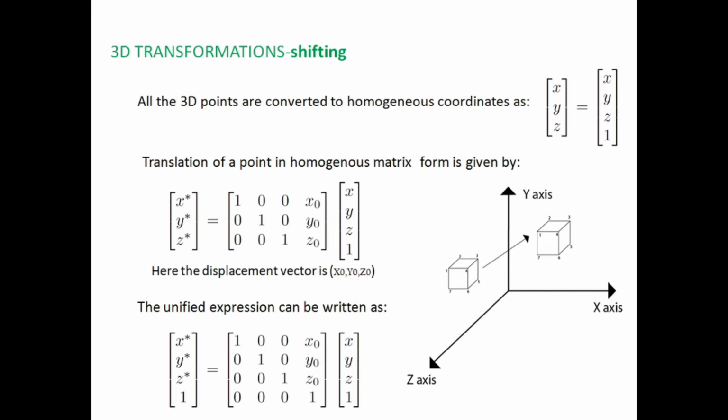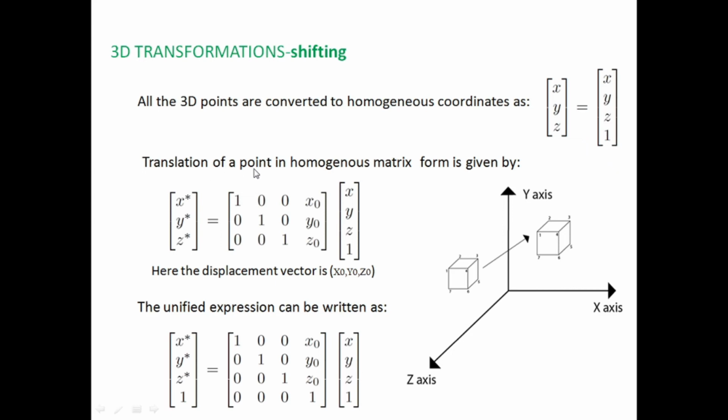Next there will also be a 3D transformation. Any object in the environment, every point on the object is represented by some 3D coordinates. All the 3D points are converted into homogeneous coordinates. So x, y, z is a 3D coordinate. If I want to convert it into a homogeneous coordinate, I need to add one more coordinate, that is x, y, z and 1.